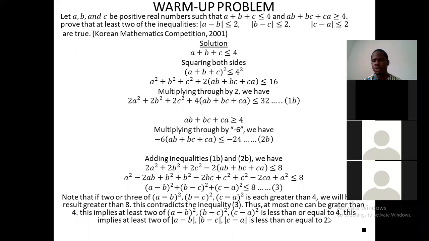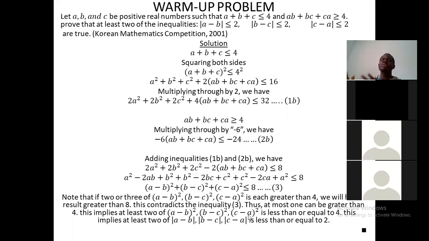Okay, is less than or equal to 4. Now, this implies that at least, now, 4 is a perfect square, all right? 4 is a perfect square. So this implies that at least 2 of a minus b all squared, b minus c all squared, c minus a all squared is less than or equal to 4.